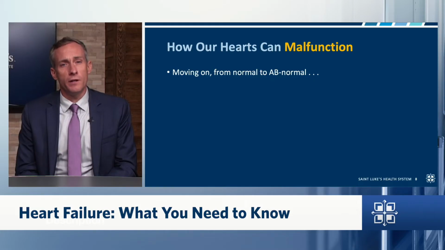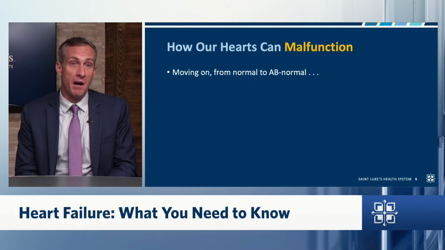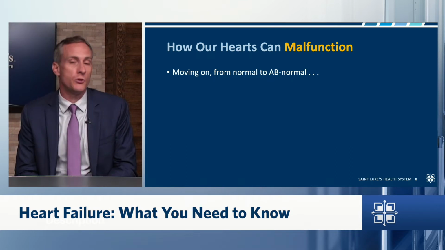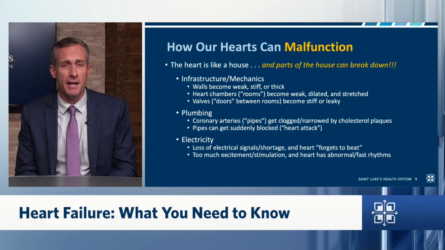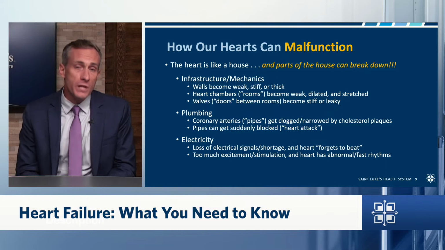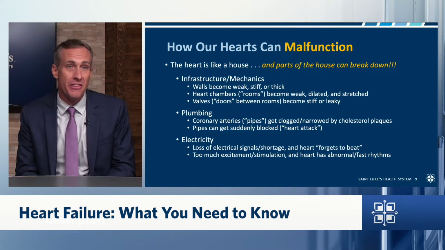So now that we've gone through an idea of how our hearts work normally, we're going to move on to how our hearts can malfunction, or as my medical school professor would say, we're going to move from normal to AB normal, abnormal function. So we're going to keep with this idea that the heart is like a house, and we know that parts of the house can break down at any time. So when we talk about the infrastructure or the mechanics, the walls of the heart muscle can become weak, or they can become stiff, they can get thickened.